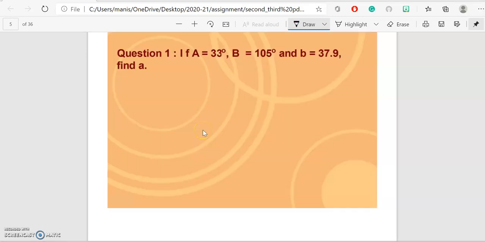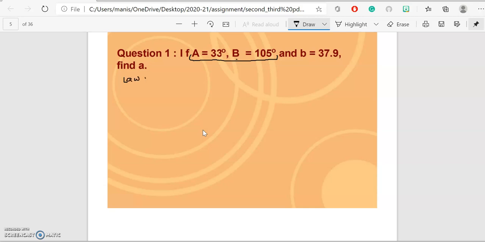Question. If A is equal to 33 degrees, B is equal to 105 degrees, lowercase b is 37.9, find lowercase a. Important thing to note over here is look at the value of these two angles. It is 105 degrees, this is 33 degrees. Because this angle is greater than 90 degrees, you cannot use Pythagorean theorem over here, so you will use law of sines.